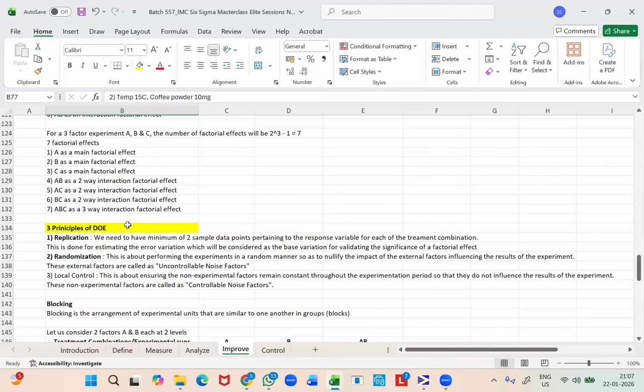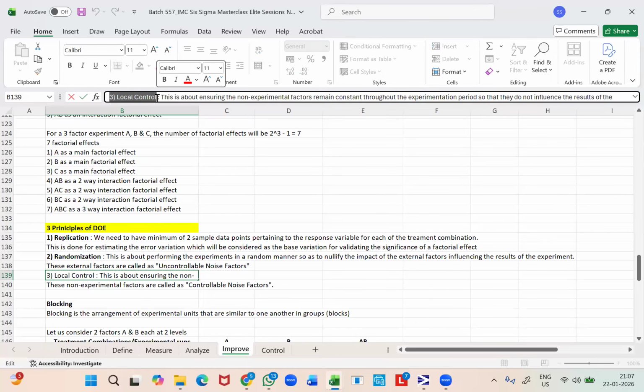So we will conduct one round of experiments during the so-called favorable time, and then the next round can be conducted for all the treatment combinations during the so-called not so favorable time frame for the process. This is how we would randomize conducting the experiment so that we will be able to nullify the impact of the external factors. And the third principle that we have is local control.